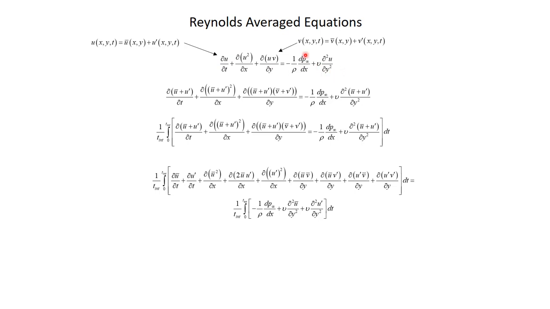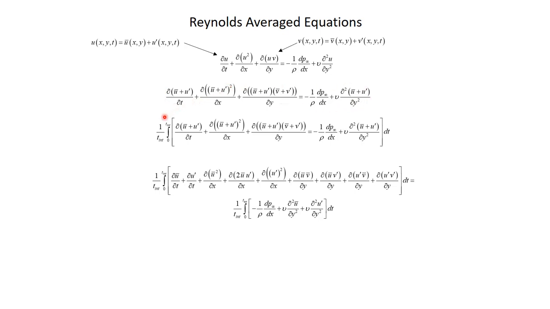And every place there's a v, v is going to be v bar plus v prime. So that'll be here. So that's what this is, right? You can see this derivative with respect to time is du bar plus du prime. This is u bar plus u prime squared. u bar plus u prime times v bar plus v prime. And then finally the second derivative of u bar plus u prime. So that's the first step, same as before.